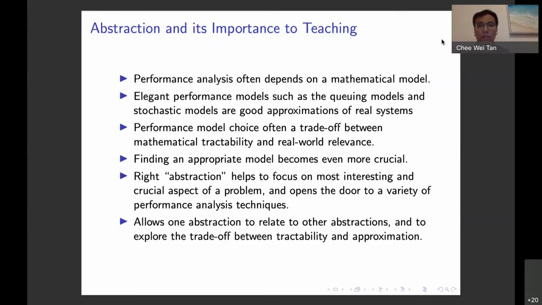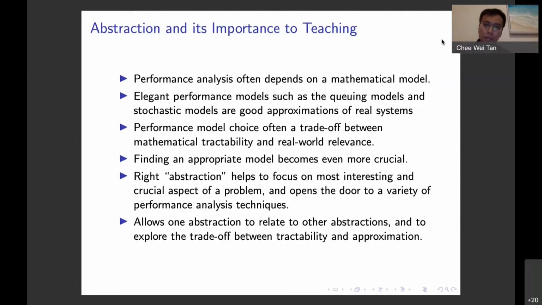And not only that, it opens doors to new theoretical techniques. In the following, I'm going to present, using this AIMD, two relatively new performance analysis techniques that have been developed over the last 20 years. Very, very exciting. And I think they do have potential to be taught in the classrooms. And the final takeaway on the importance of abstraction is that it allows one abstraction to relate to other abstractions. Maybe one is good, the rest were developed by others, and they can come together.